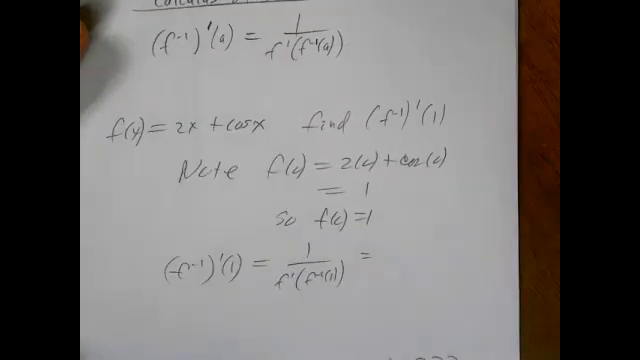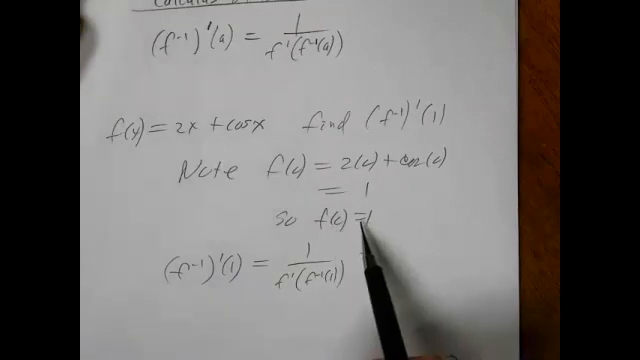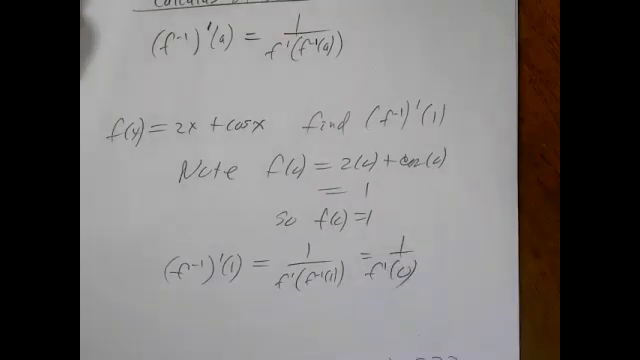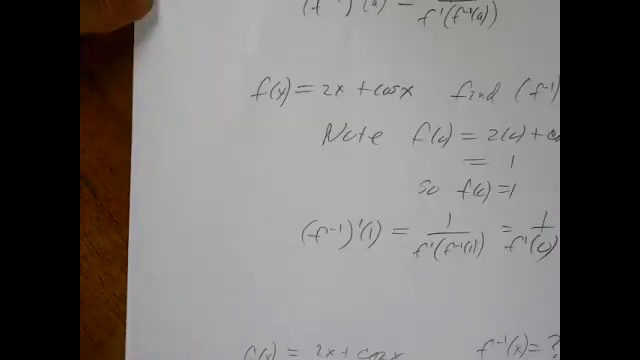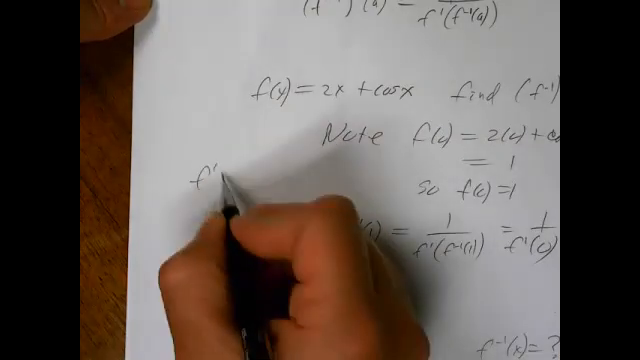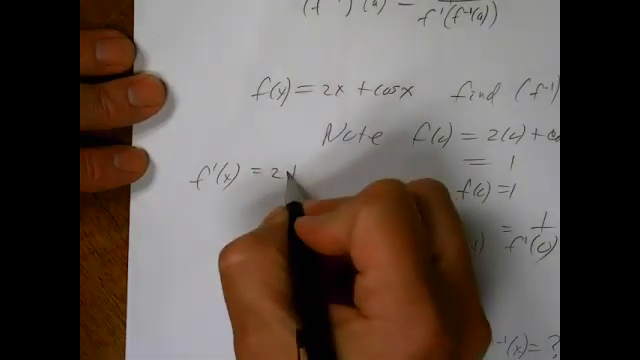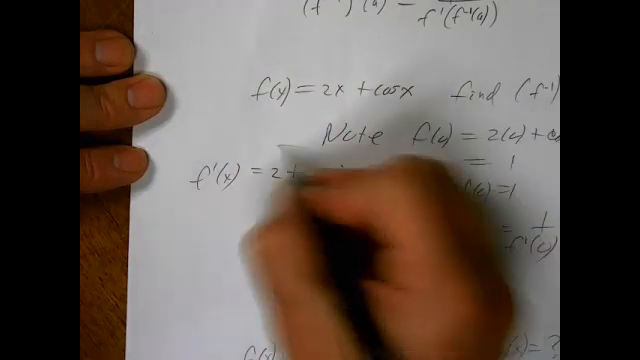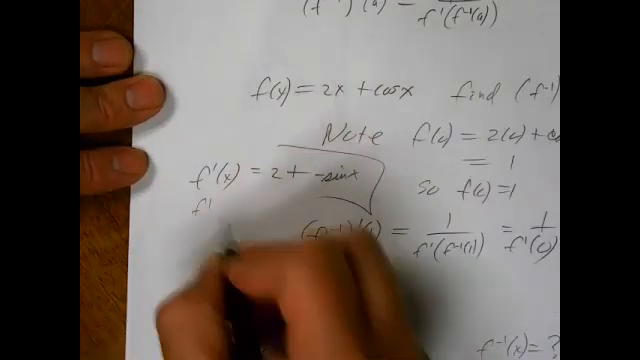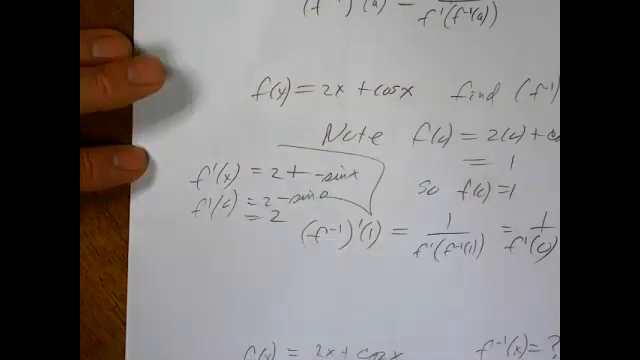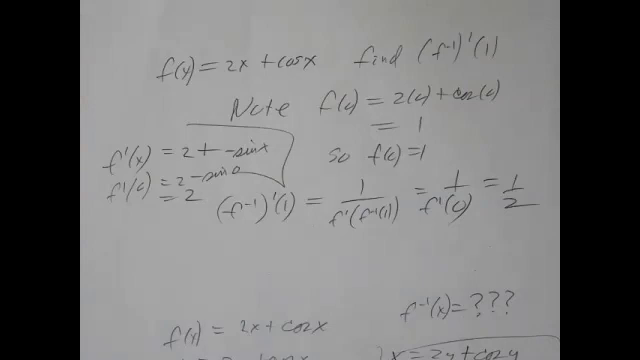How are we going to do that? Well, we know f of 0 is equal to 1. So that's just going to be 1 over f prime evaluated at 0. So I need f prime. If f of x is 2x plus cosine of x, then the derivative of 2x is 2, and the derivative of cosine is negative sine, and the chain rule says times 1. So f prime evaluated at 0 is 2 minus sine of 0, which is 2. Therefore, the answer is 1/2.